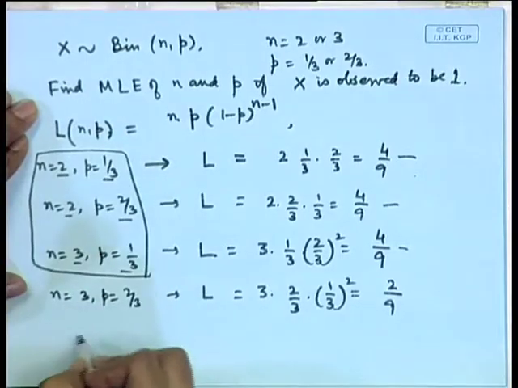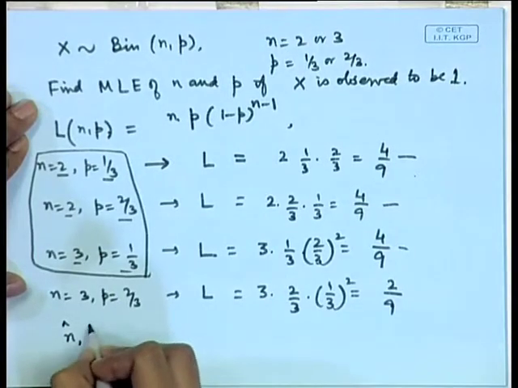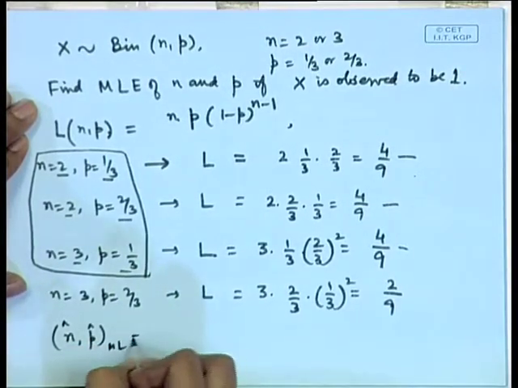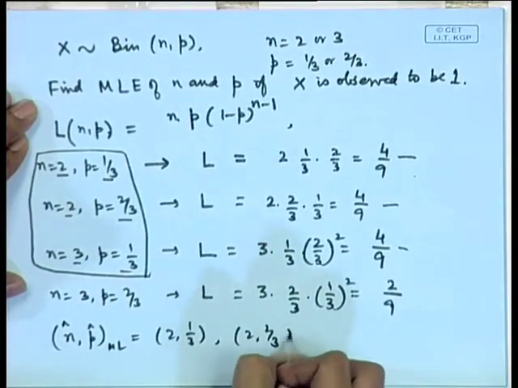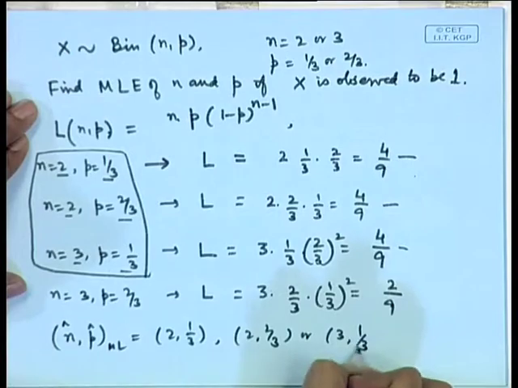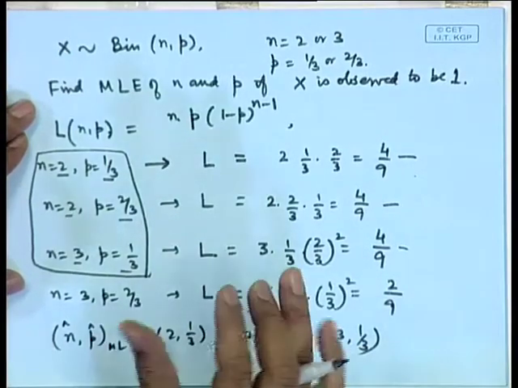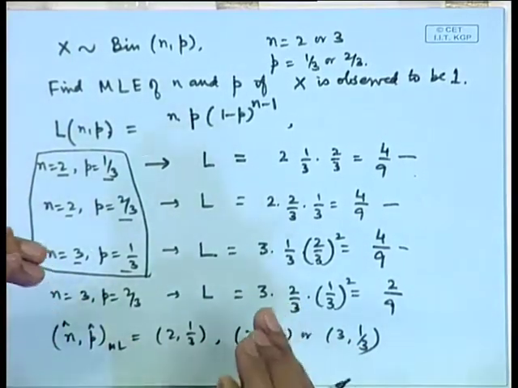Therefore, the maximum likelihood estimator for n and p can be considered to be the pair (2, 1/3), (2, 2/3) or (3, 1/3). Now, this is another case, because here 4 possible configurations are there, out of that 3 correspond to the maximum likelihood value.